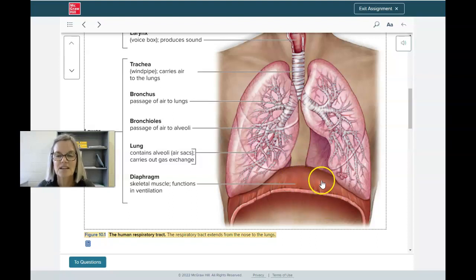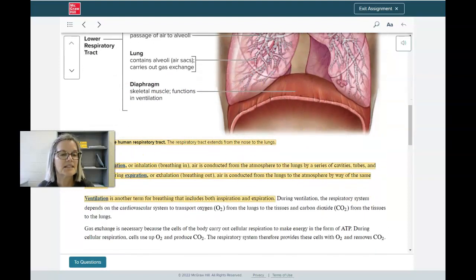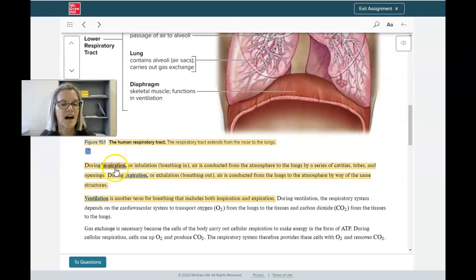And that's the muscle that contracts and relaxes and allows you to breathe. So let's see, just a couple vocabulary words. We had this word ventilation, which just means breathing. And ventilation has inspiration, which is the same thing as inhalation, inhaling, breathing in.